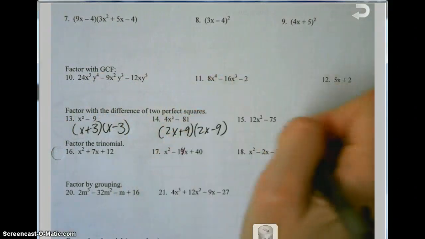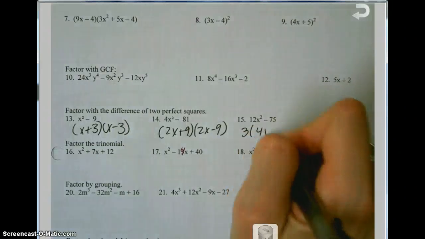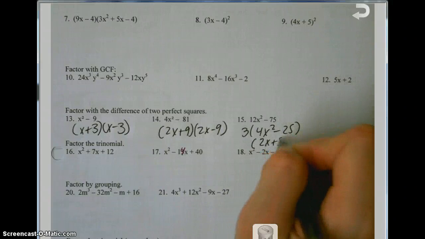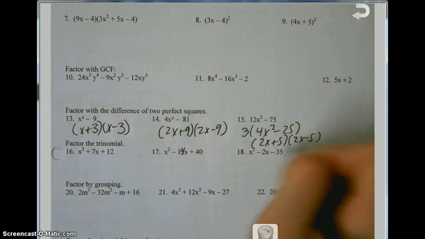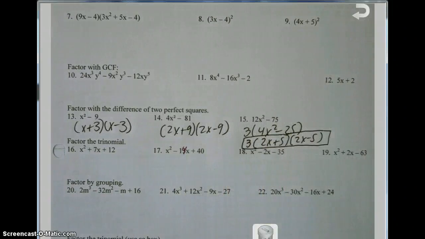And this last one, it's not the difference of two perfect squares. If you take out a 3, you're left with 4x squared minus 25. Again, that's 2x plus 5 and 2x minus 5. Make sure you place the 3 there, because otherwise it won't equal your original problem. Those are the answers to each of these.